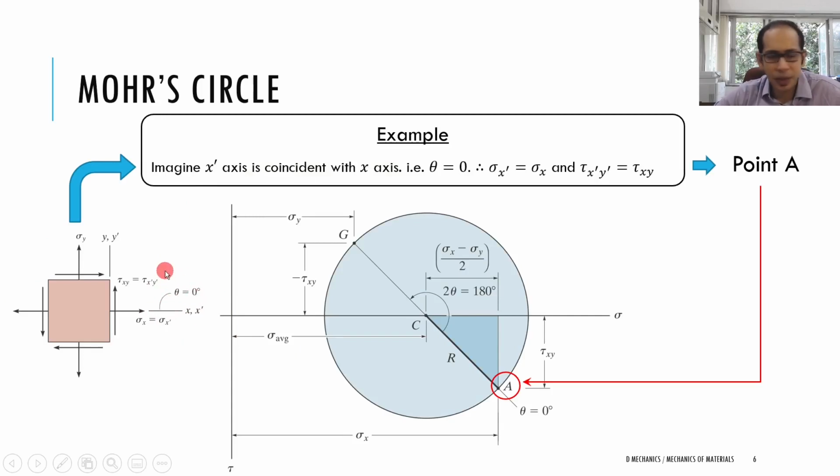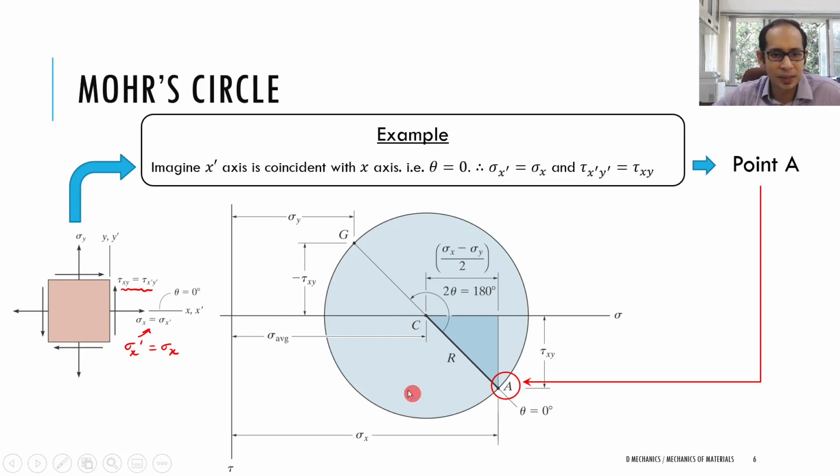So in that particular case, you see that your sigma x prime becomes equal to sigma x. You have no option, so you have not rotated anything, you have just kept your element static. So sigma x prime equals sigma x, and also your tau x prime y prime stays equal to tau xy over here. Okay, so now let's come to this circle which is over here. Now this circle has many things. Let's go ahead step by step.